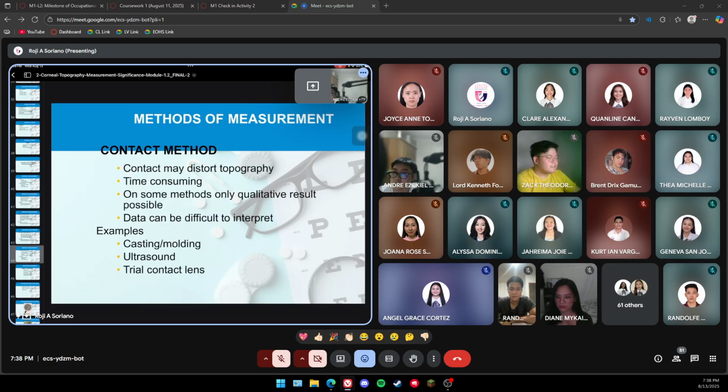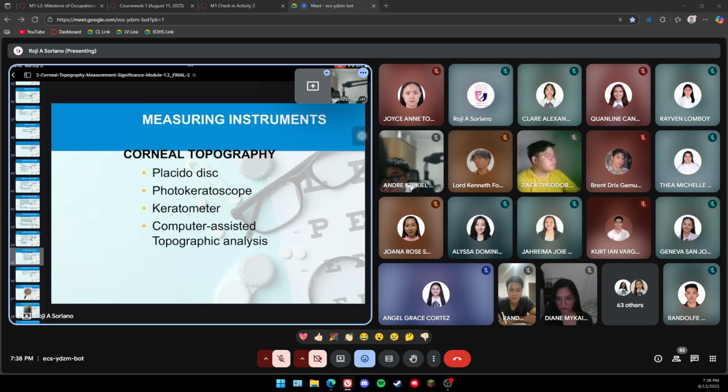Next. Contact method, as I've mentioned, from the word contact, it sits in contact. So contact may distort topography, is time consuming, on some methods only qualitative, and data can be difficult to interpret, such as using a mold or cast, such as ultrasound and trial contact lenses, which you guys are familiar with, right?